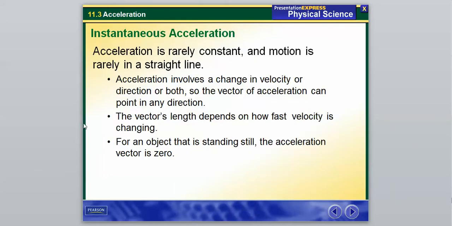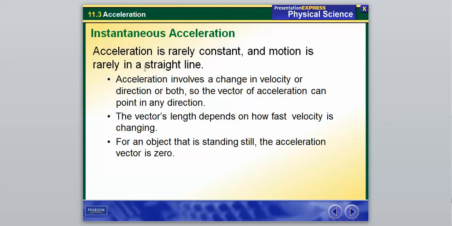And acceleration is rarely constant, and motion is rarely in a straight line. So acceleration involves a change in velocity or direction or both. So the vector of acceleration can point in any direction. Its length depends on how fast velocity is changing, and for an object that is standing still, the acceleration vector is 0.